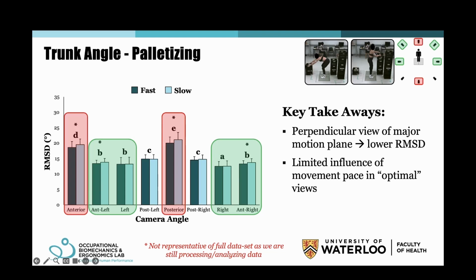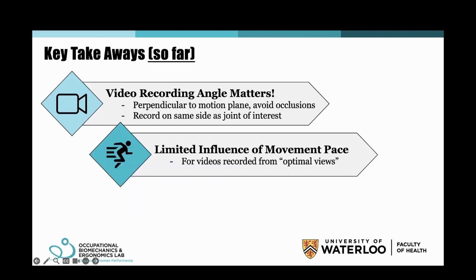So again, the key takeaways: perpendicular view, major plane of motion, lower root mean square differences. We're having better pose estimations of those data when we're looking sagittally, or from the side view of the major plane of motion. And there's limited influence of the movement pace on these optimal views. So to come back, key takeaways here: video recording angle matters, and limited influence of movement pace. Again, the movement pace is for those optimal views. When you get into the suboptimal views, you're starting to see movement pace being a little bit more of an influence there.